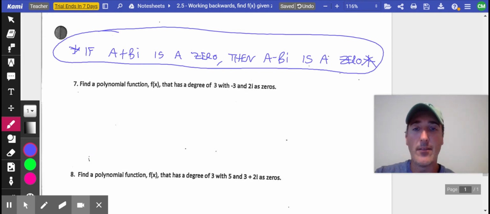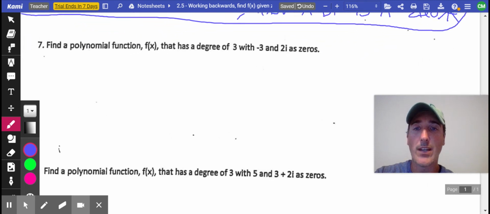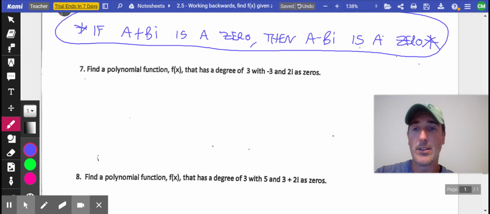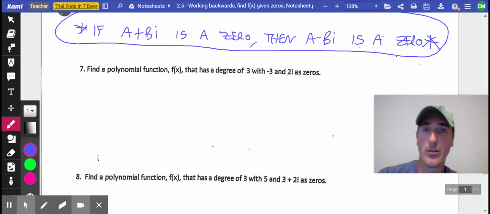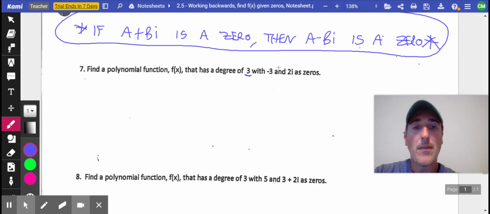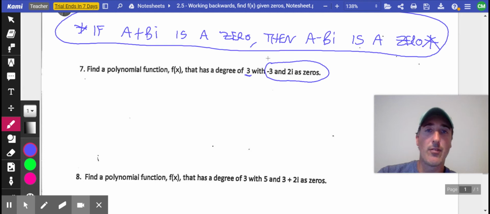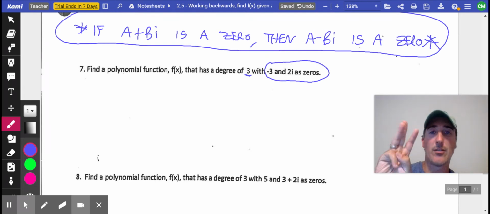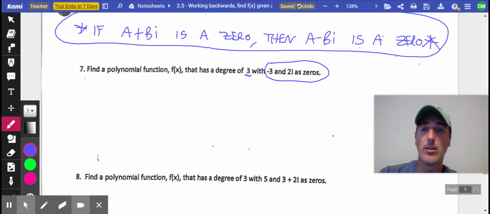So if we look at 7, again, 7 and 8, we're always going to have the same setup as we did for the last two. We really want to use the factor theorem. So for 7, we want to find a polynomial function that has a degree of 3, but they only give us two zeros here. They give us -3 and 2i. But really, indirectly, they've given us three zeros because of this complex conjugate, right?